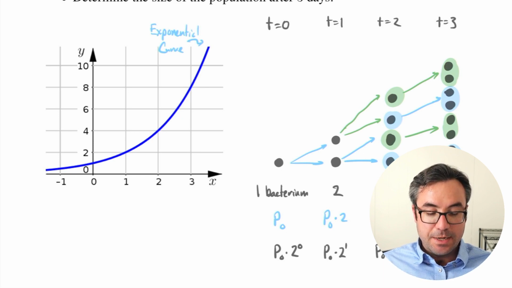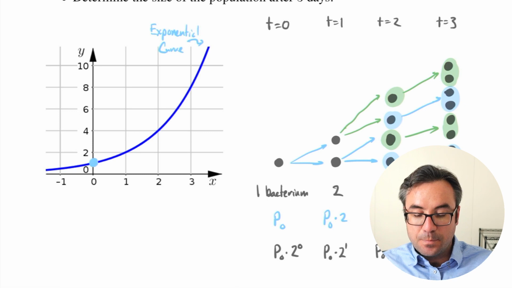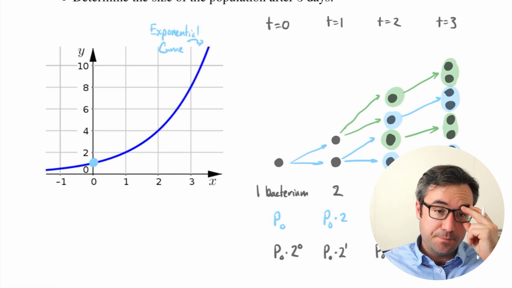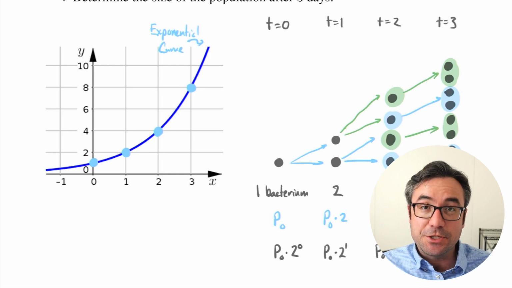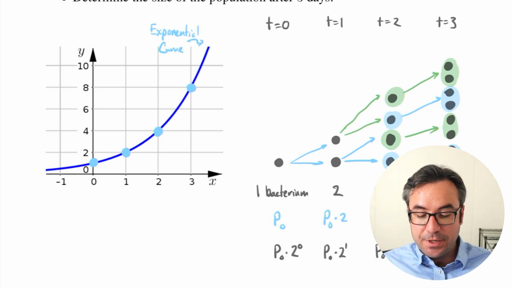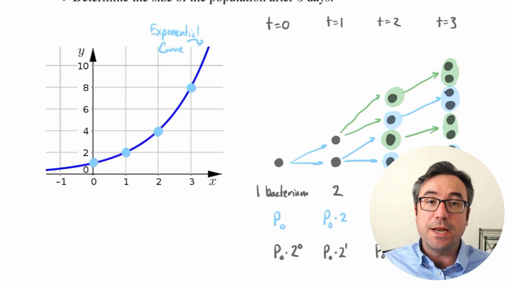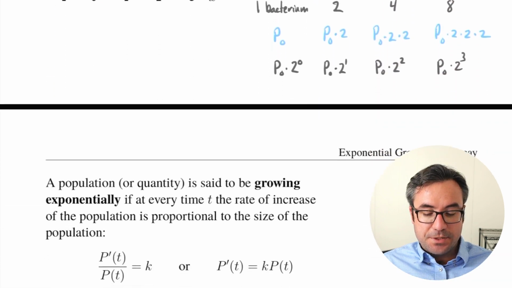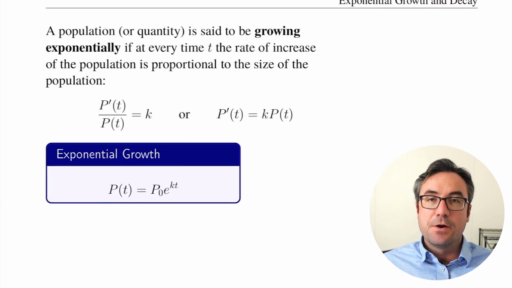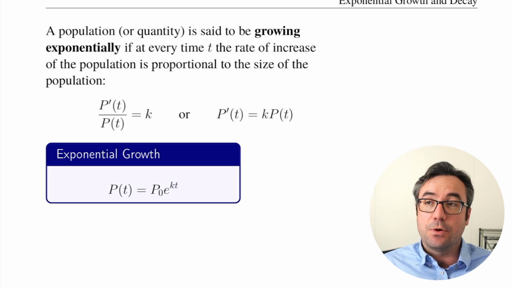So on day 0, our population starts at 1. Then after 1 day, our population is at 2. Then after 2 days, our population is at 4. And then after 3 days, our population is at 8. And so these data points that we have are falling on this exponential curve. And so this sets us up for the idea of looking at population growth.